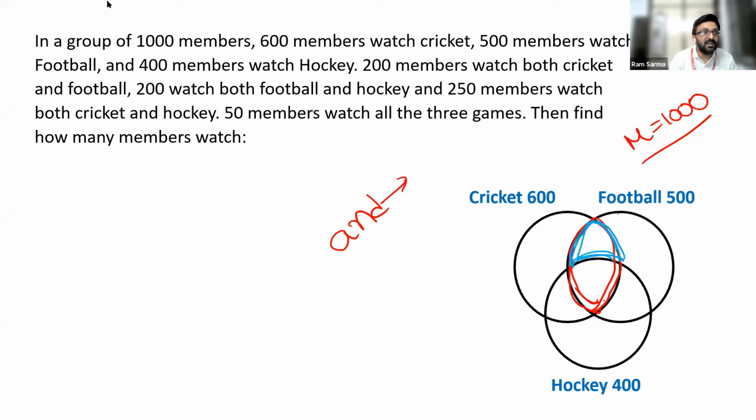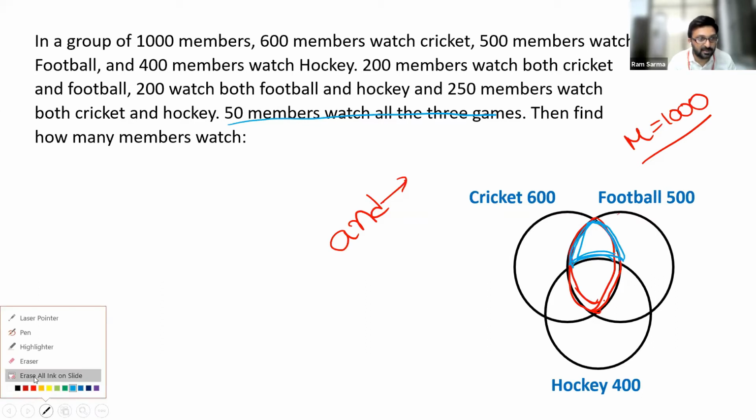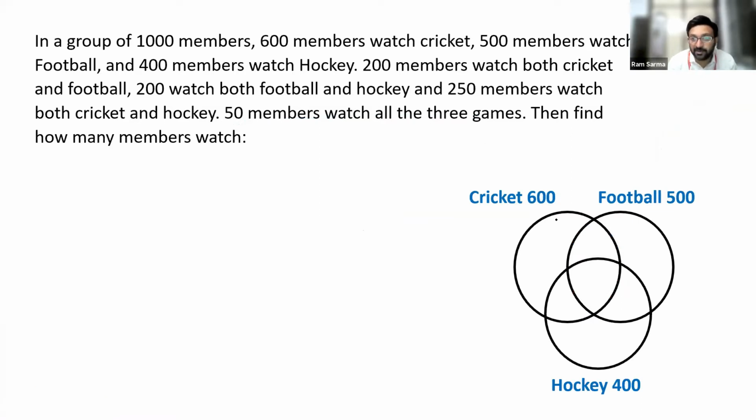Now, in order to solve questions of this kind, if you are given information this way, 50 members watch all the 3 games, I want you guys to start with this. 50 members like all the 3 games. Just to make communication easy, let me do one thing. Let it be A, B, C, D, E, F, G, and N.